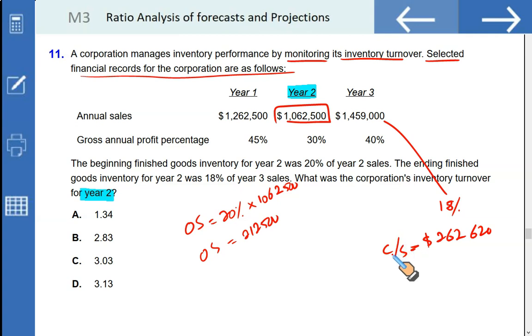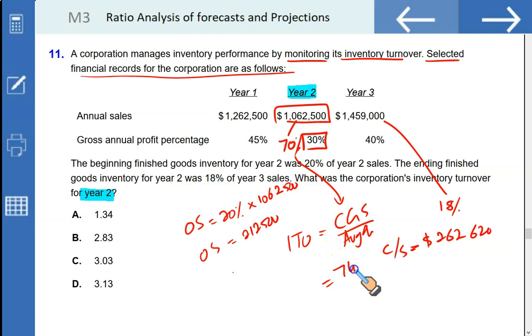Now what we need is cost of goods sold, because remember, inventory turnover is equal to CGS divided by average inventory, right? How do you find CGS? It's pretty straightforward. 30% of this number is your gross profit. Then that means 70% of your sales would be your cost of goods sold, which will be 743,750.